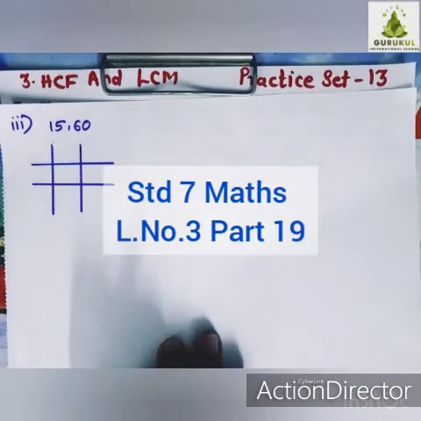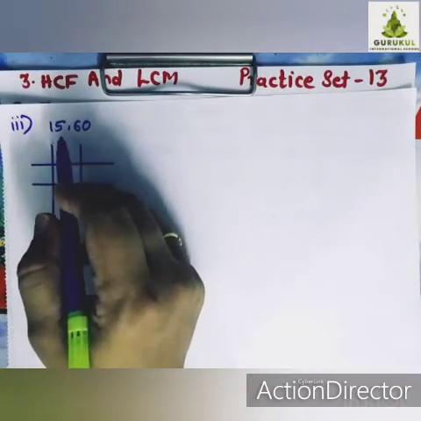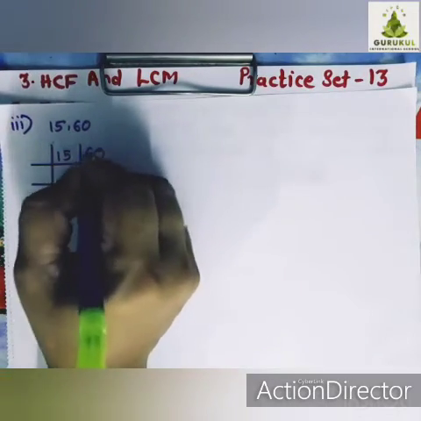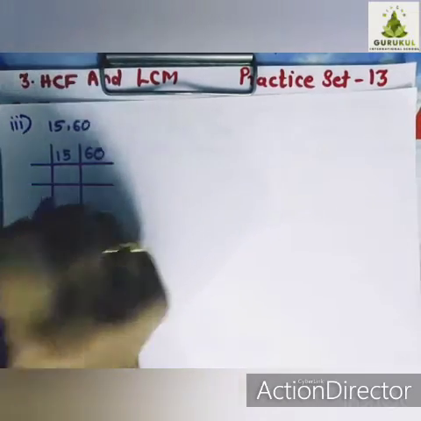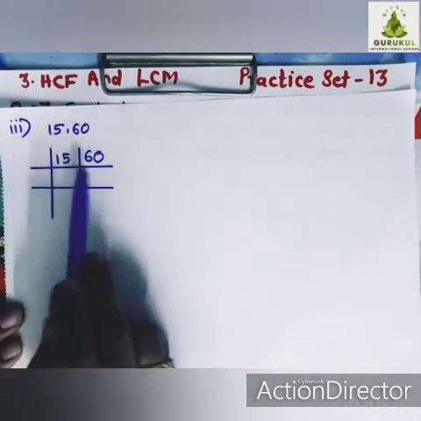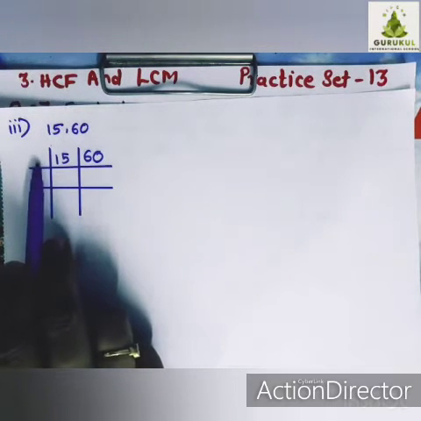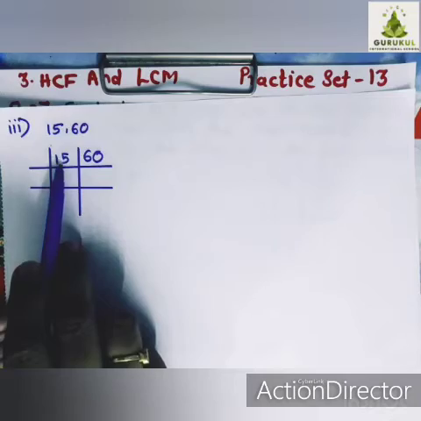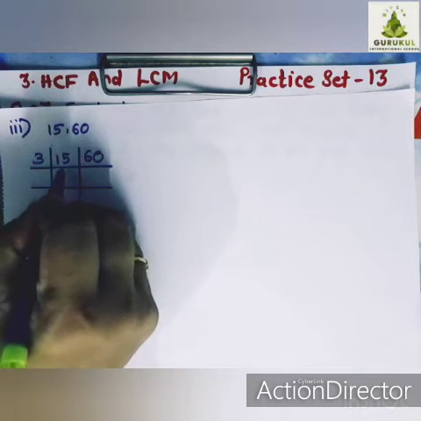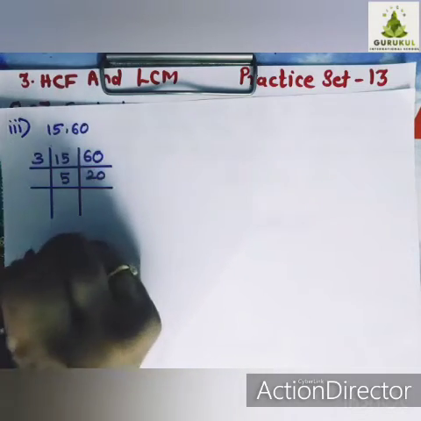Let us now see the third sum in practice set 13. Two numbers given are 15 and 60. So we have to find out the HCF and LCM for this. Now to find out the HCF, we have to search for the prime number by which you can divide 15 and 60 at a time. Okay, so first, if you check for 2, you can divide 60 by 2, but you can't divide 15. So we can't take 2 here, we will take 3. Correct. So here will come 3 5s are 15 and 3 20s are 60.